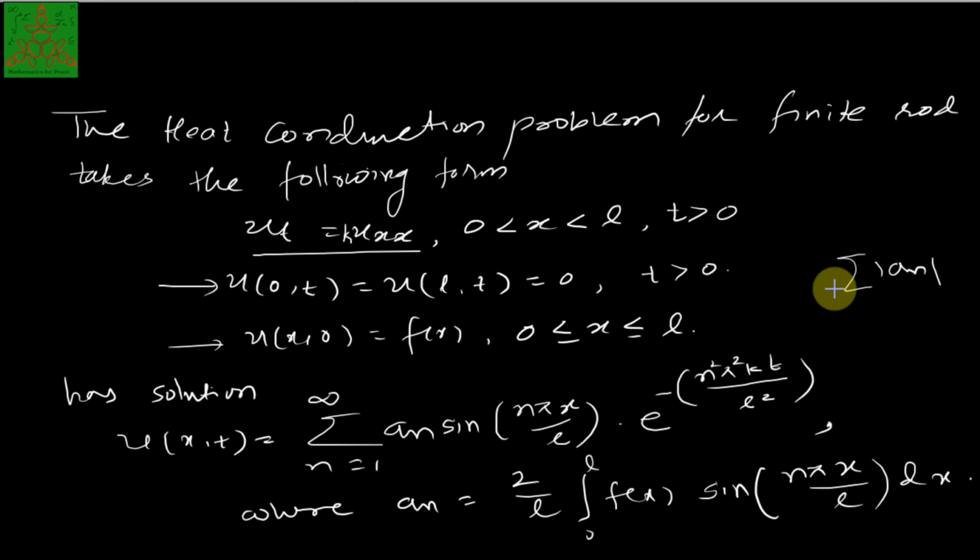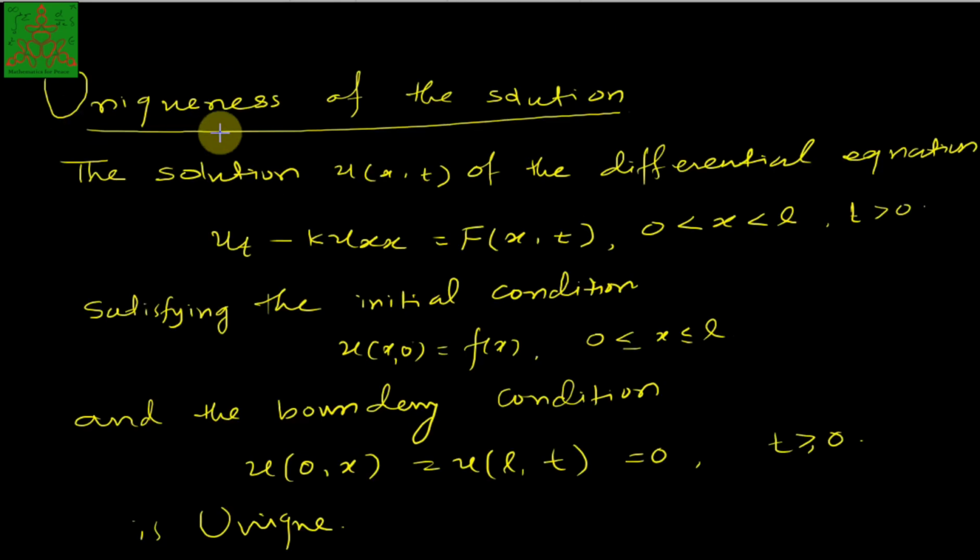The objective of this video is to discuss the uniqueness of this problem. We'll describe a slightly more general problem. We consider ut minus k uxx equal to some function f of x and t, where x is between 0 and L and t is greater than 0. Our heat equation is obtained if I consider this f as 0. The equation satisfies the initial condition that at time t = 0 the temperature is f of x, and the boundary condition is this, and our objective is to show the solution of this problem is unique.